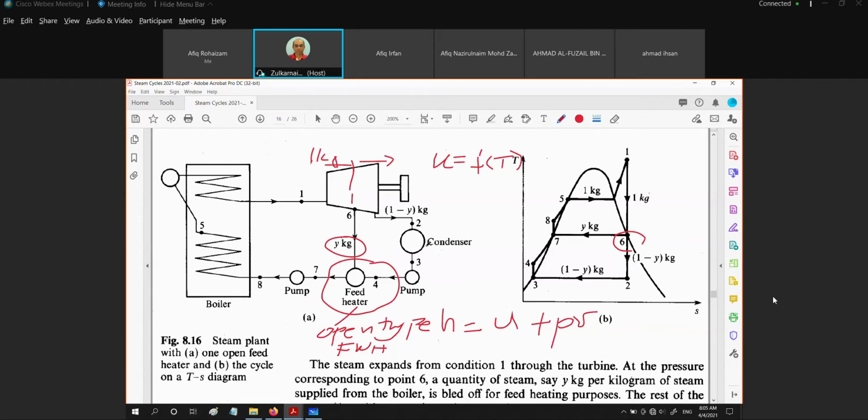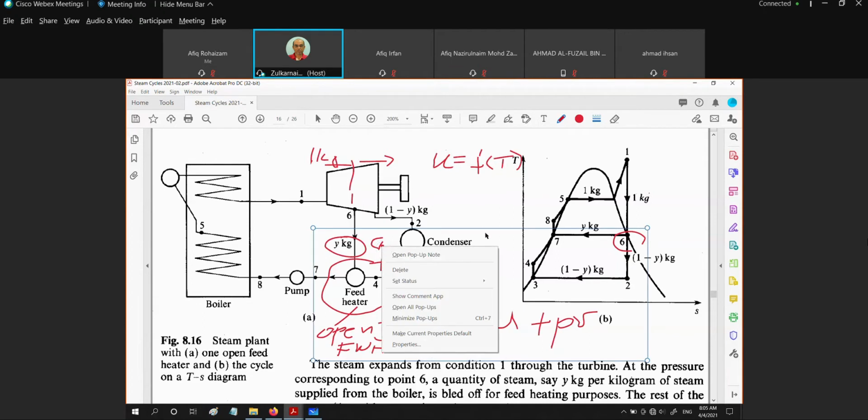Right? And then the same amount, 1 minus Y, we are going to pump in the first stage pumping process to state 4, and then mix with this Y kg. What we have right here is 1 minus Y. Okay, 1 minus Y kg, the balance of the steam that has been expanded in the turbine.